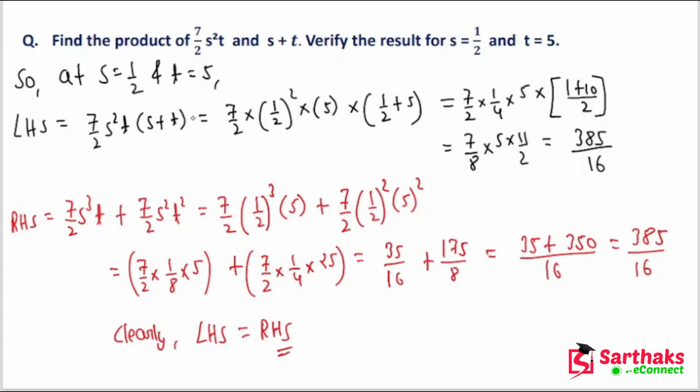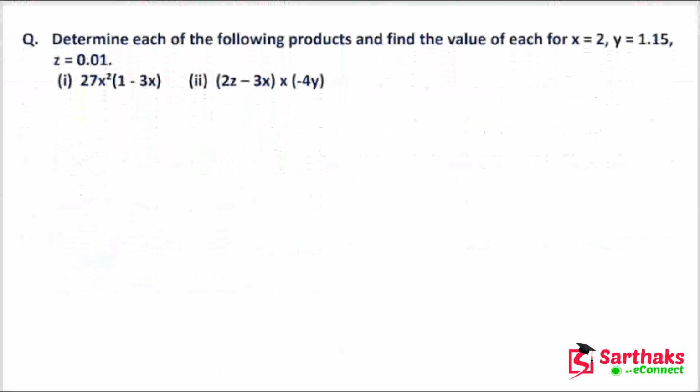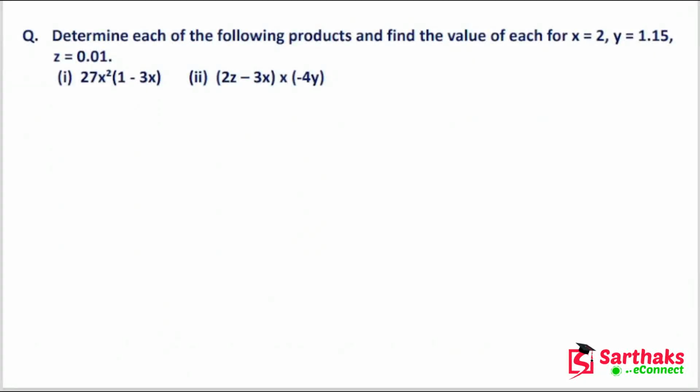Okay, we have verified them for these values, but you can clearly see that if we have applied the method, right, LHS would be equal to RHS for every value of the identity, right? So let us move on to the next question. Now this question says determine each of the following products and find the value of each for x equals 2, y equals 1.5 and z equals 1. So let us try the first one.